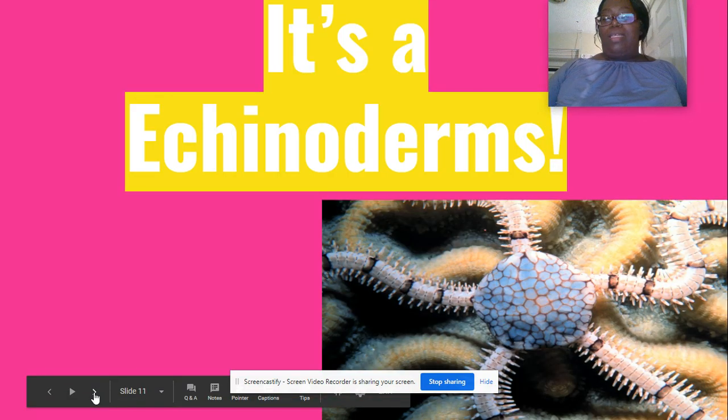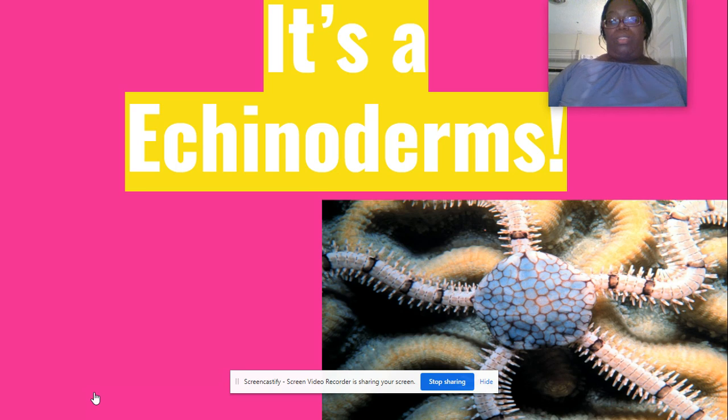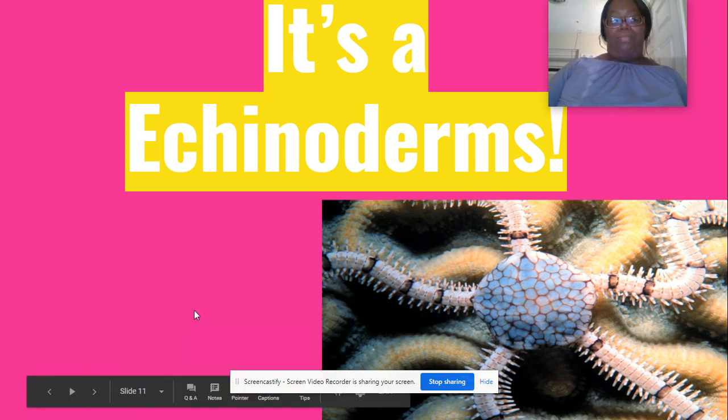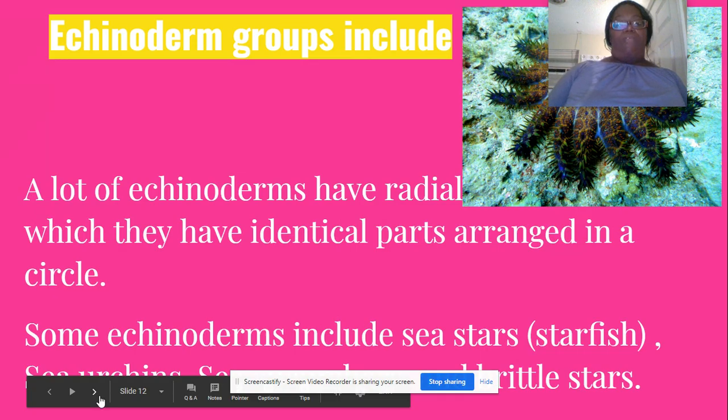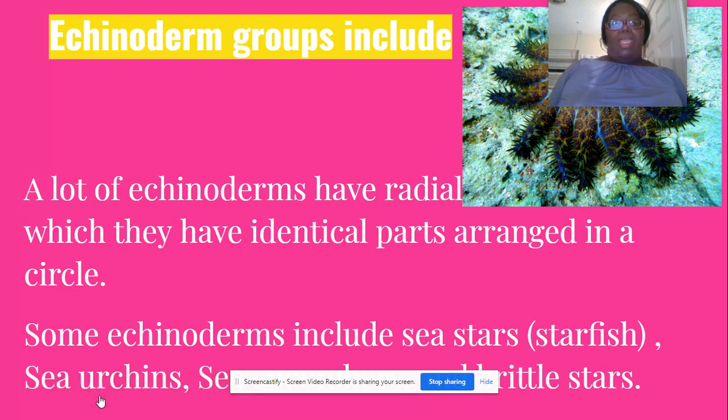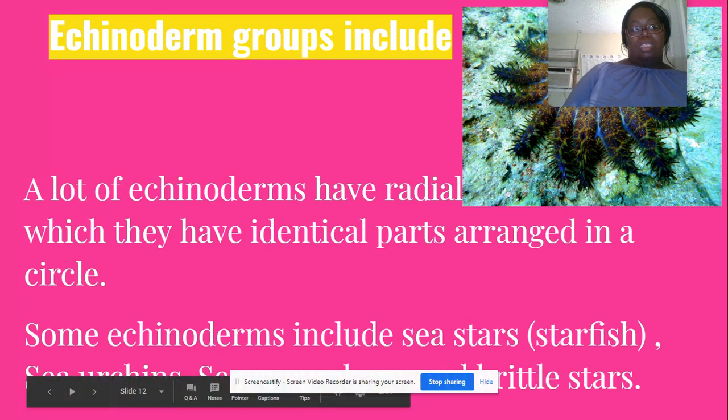So our last thing we're going to talk about is echinoderms. So let's talk about echinoderms. Echinoderms have something called radial symmetry, and that means that if you were to cut up their parts around the circle, then you would get identical parts. Some echinoderms include sea stars, starfish, sea urchins, sea cucumbers, and brittle stars.